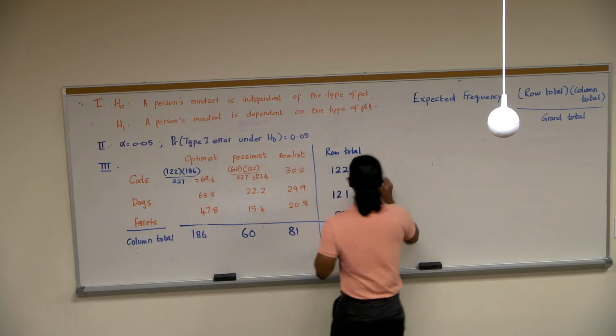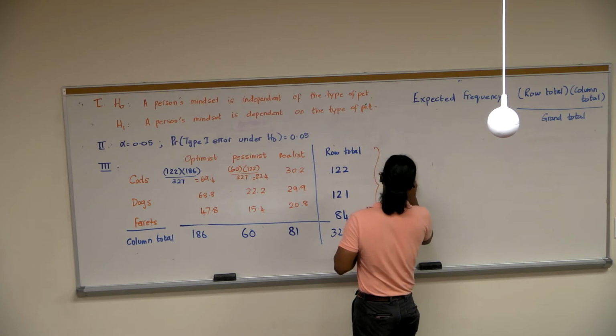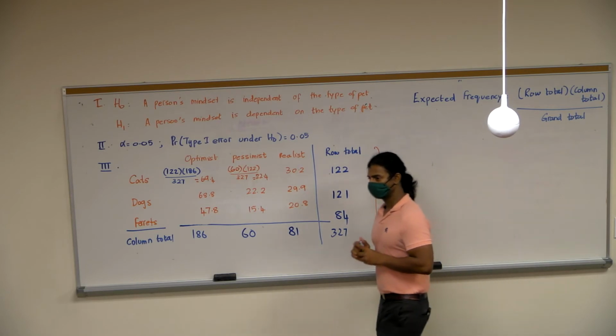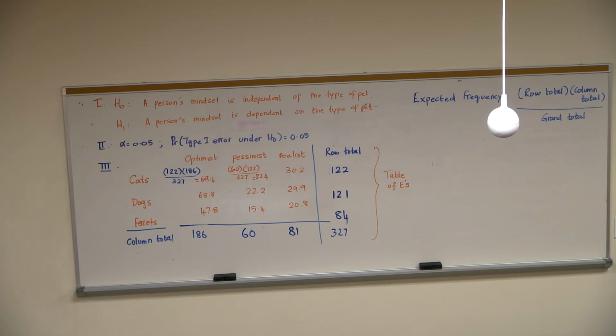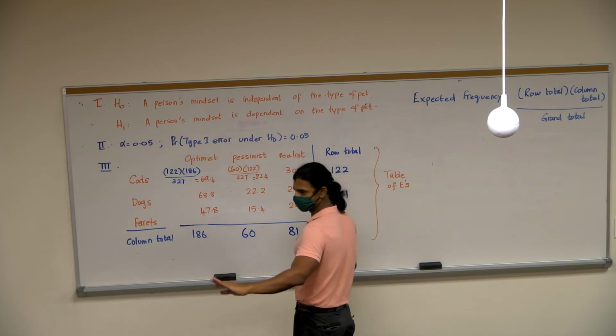So what we have here is the table of E's. If we round as we have been doing, then the 29.9 would actually be 30. We'll just leave it as is. It's fine. It's not going to make a huge difference. But if you want to, you can round it to 30, that's fine.